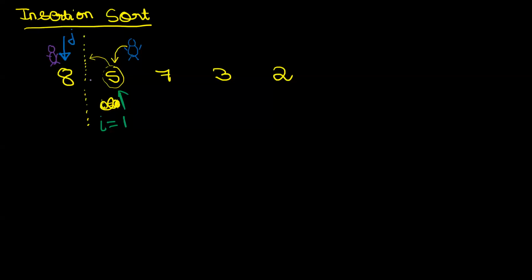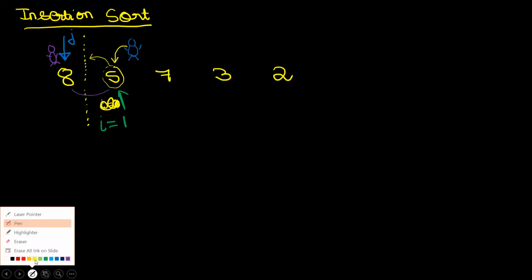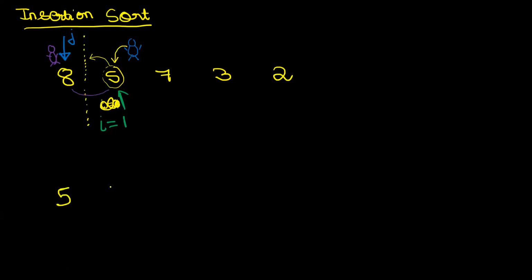So I start comparing. I start j from i minus 1 and I compare 8 with 5. 8 is greater than 5, which means 5 should come before 8. So I will swap 5 and 8. After swapping, 5 goes here and 8 comes here. And then when I do j minus minus, j comes here, that is at minus 1.